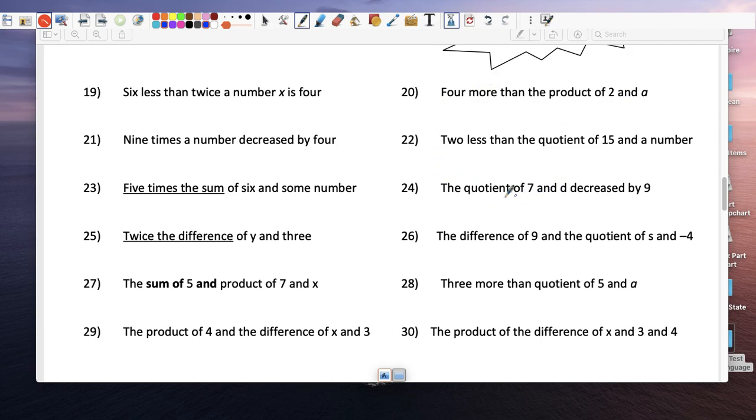24, quotient is division, 7 and d, decreased by 9.